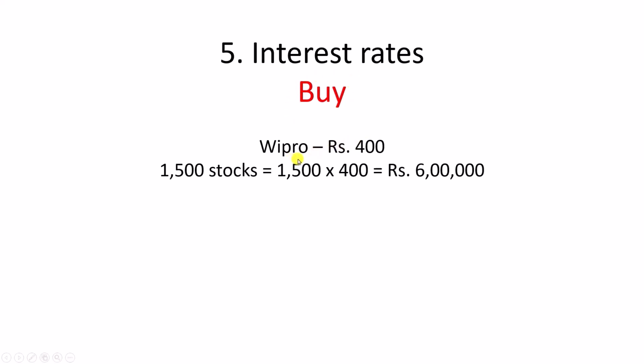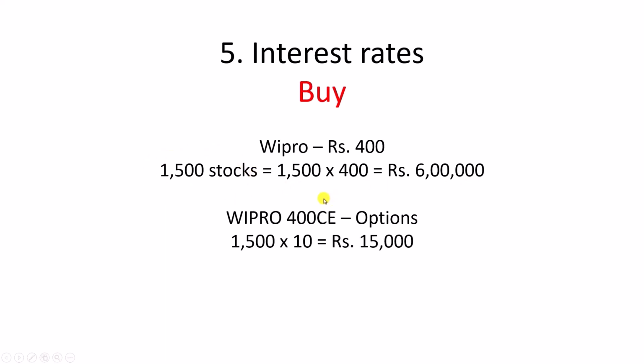Now let us say that the spot price of Wipro stock is 400 rupees. If you want to buy 1500 stocks, then you need to pay 1500 into 400, 6 lakh rupees. So if you pay 6 lakh rupees, you can buy 1500 stocks. Now instead of buying 1500 stocks, if you buy options of 400 CE strike price, then you need to pay only this much.